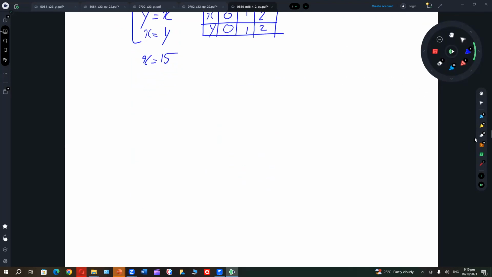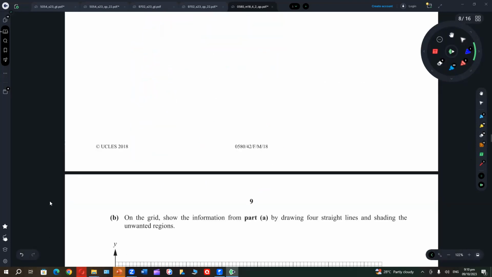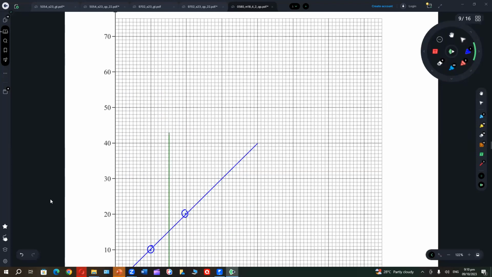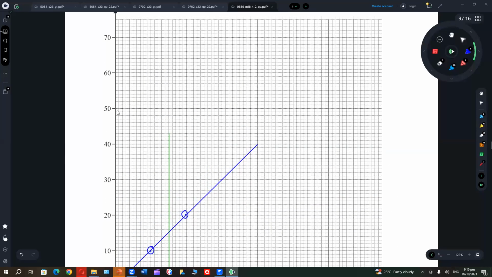Look at the third equation. Y is equal to 50. It should be a horizontal line from here, from 50. Yes, it's always opposite.